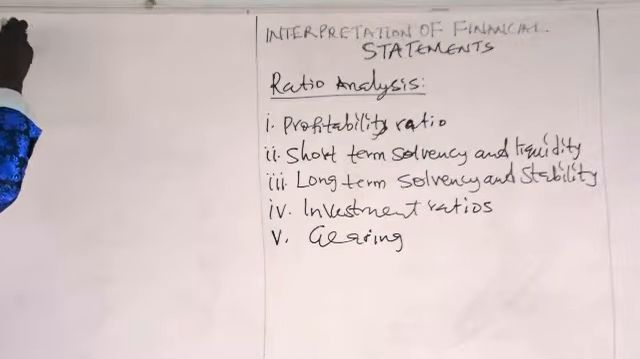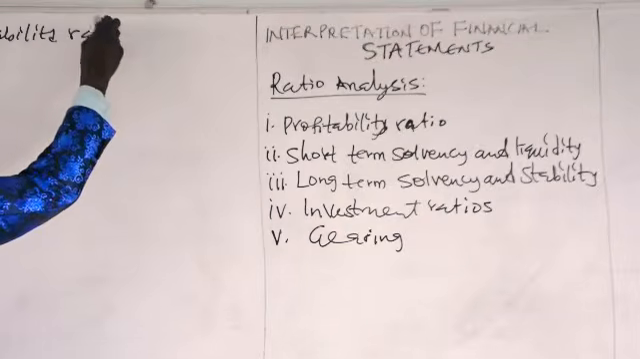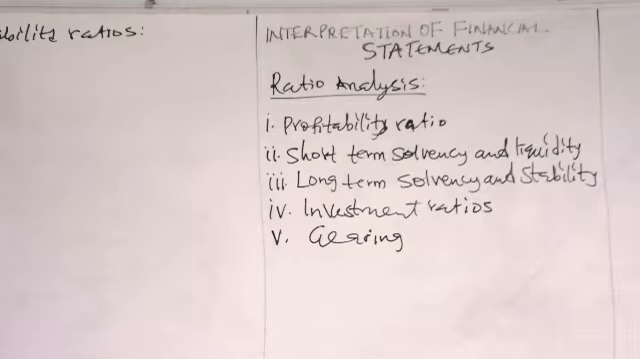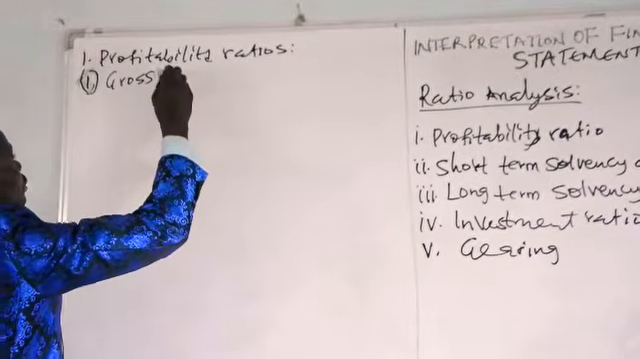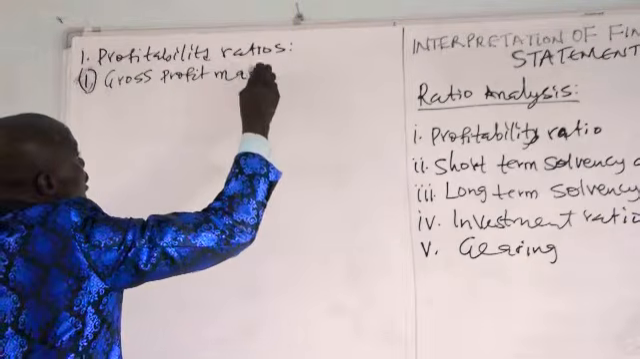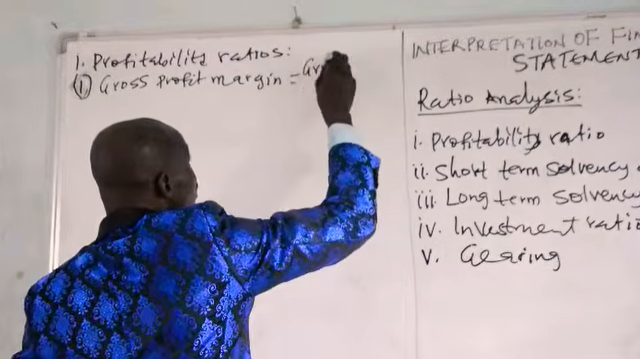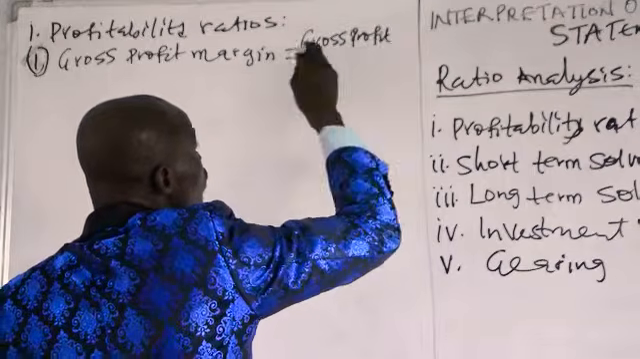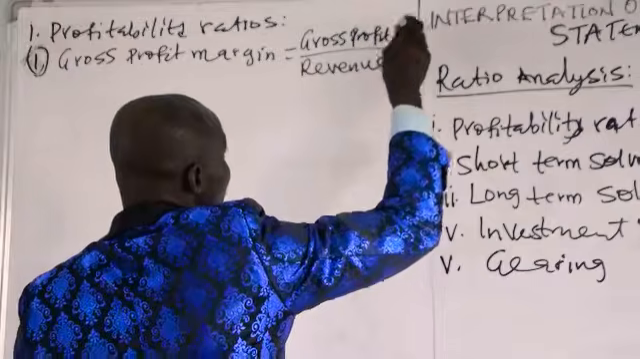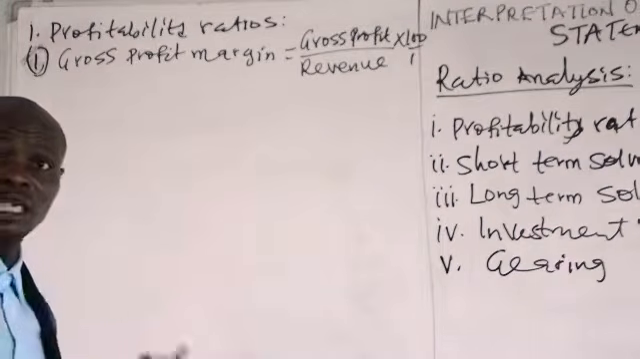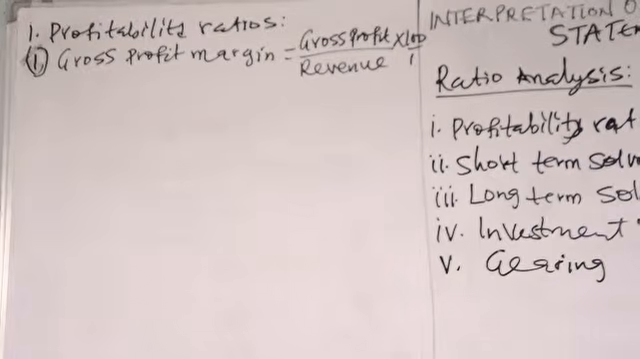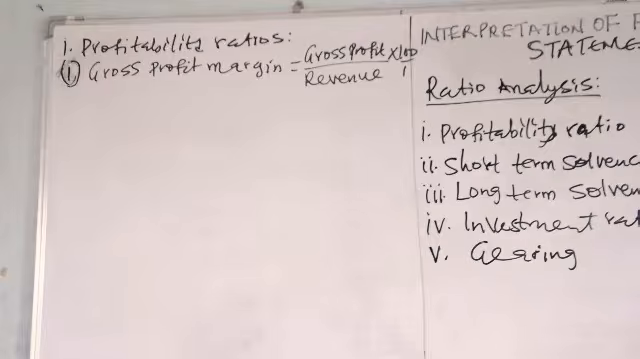Profitability ratios. Number one ratio that can be used to measure the profitability level of an organization is gross profit margin. This is the ratio of gross profit to revenue. That is gross profit margin. When we say margin, we are talking about revenue. Margin means sales. The ratio of gross profit to revenue is said to be the gross profit margin.